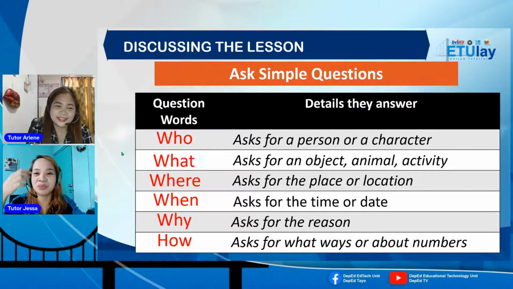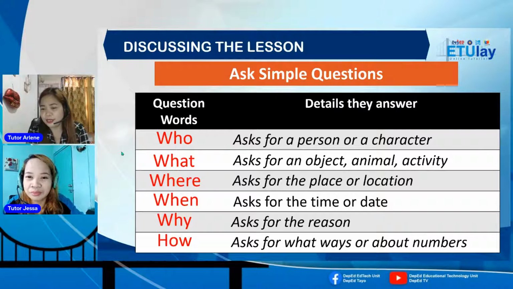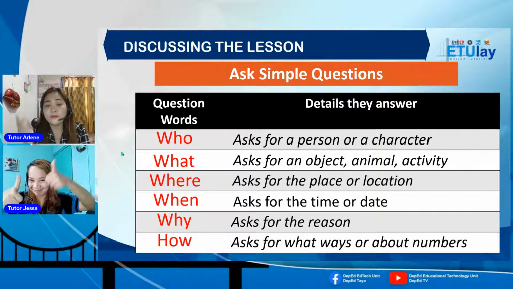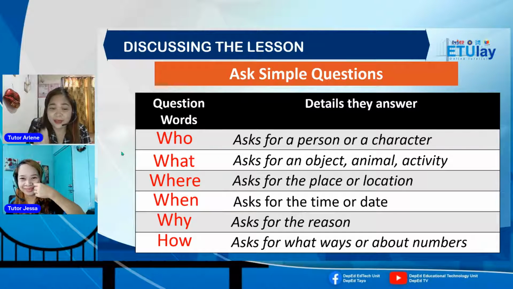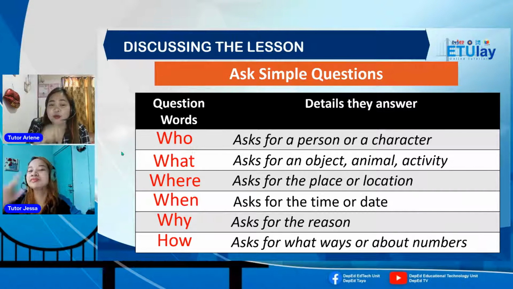May iba pa bang sumagot, Tutor Arlene? Siguro they are typing. Ayan, sino kaya? Si Chase Haven: Who is your teacher? Oh, very good kasi she used proper punctuation mark. Since we are asking, dapat nag-add ang ating sentence ng question mark. Very good. Meron pa ba, Tutor Jessa?